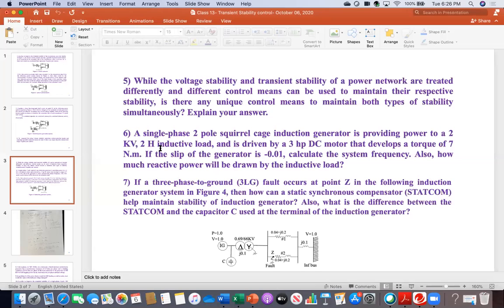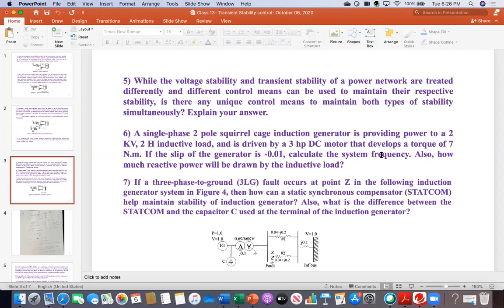2 Henry inductive load, so put the inductor value 2 Henry. And for the DC motor, left side component, put the 3 horsepower there. I did not put anything. That is the shaft output power, and that develops torque of 7 Newton meter. Now the slip of the generator is given, for the induction generator that I wrote. Then calculate the system frequency. System frequency is missing from here.